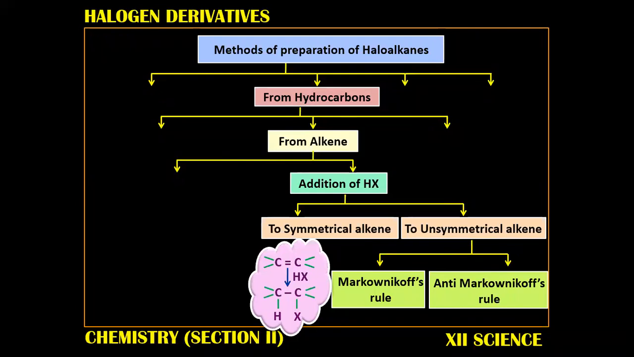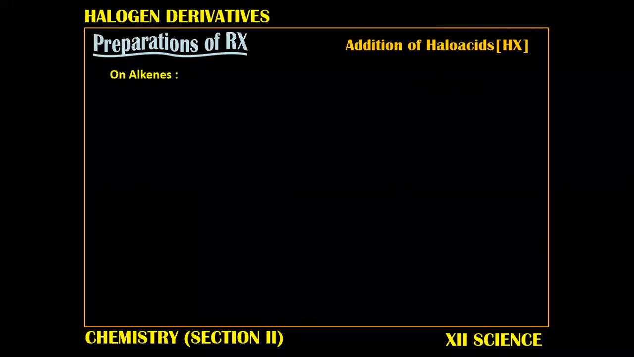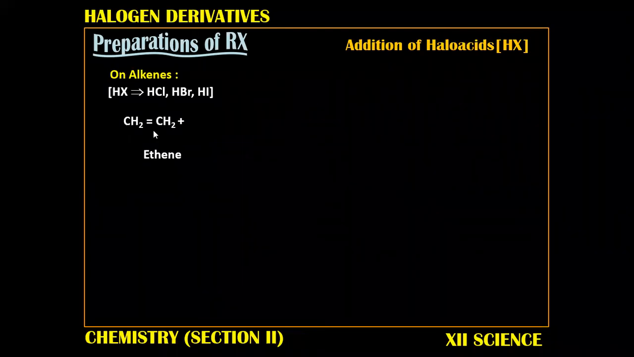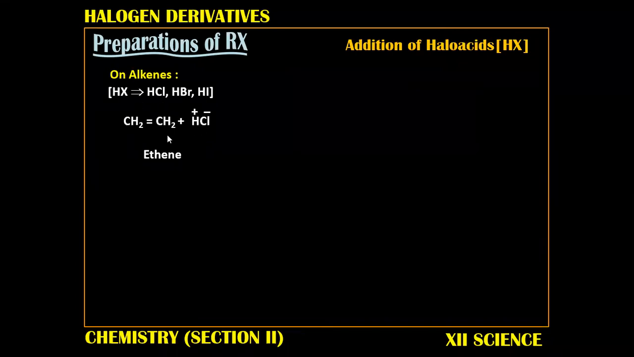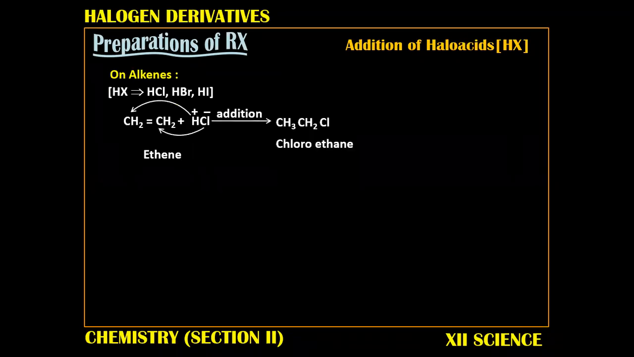Okay. Now see the examples we'll do on alkenes. First example, ethene. When it reacts with HCl, hydrogen will go to one carbon and chlorine will go to the second carbon, and we get chloroethane or ethyl chloride. This is a symmetrical alkene. When the alkene is symmetrical, hydrogen goes to one carbon and halogen goes to another carbon.